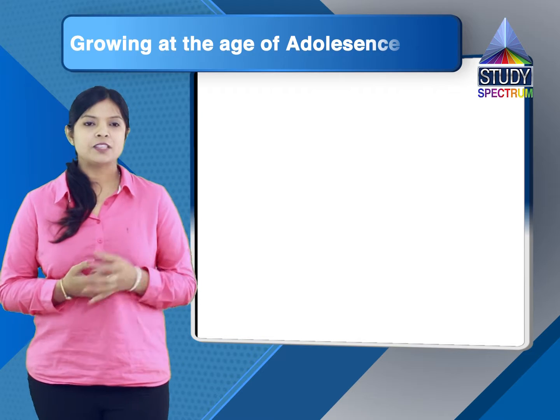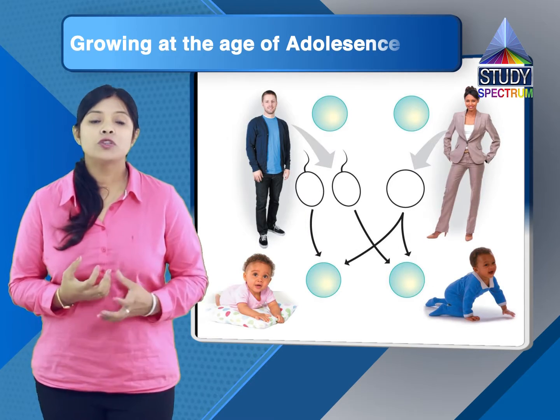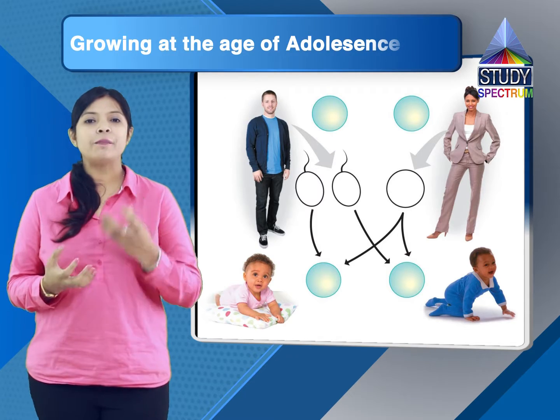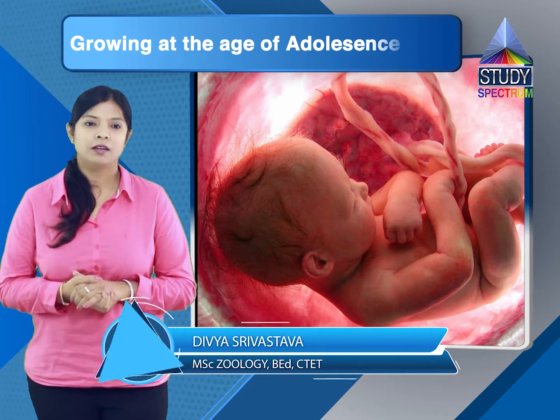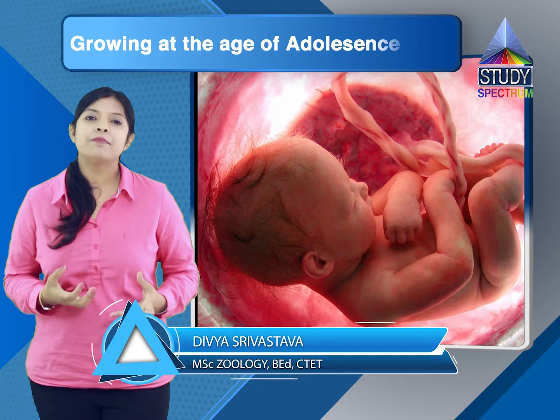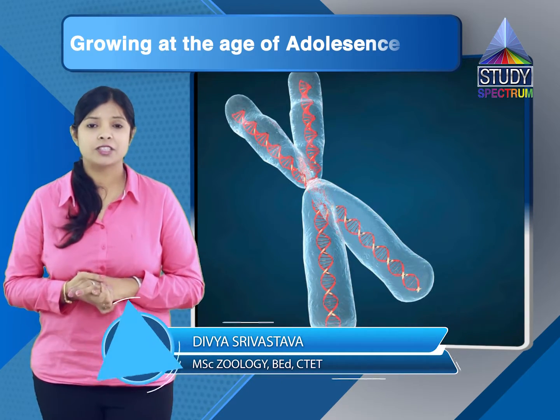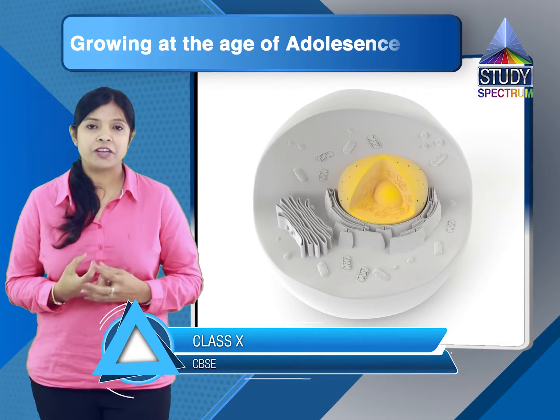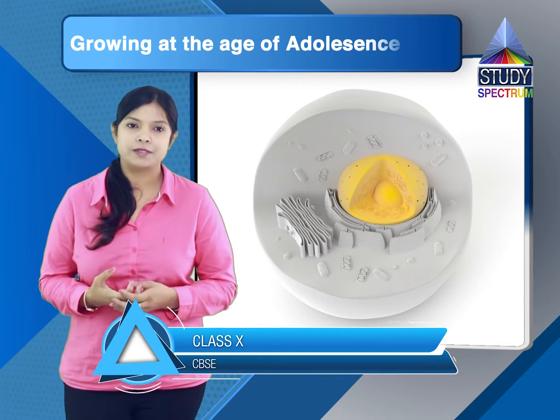So students, our next topic is how is the sex of the baby determined? Do you know what determines whether the baby developing inside the mother's womb is a boy or a girl? It is determined by the chromosomes. These are the thread-like structures found in the nucleus, and these thread-like structures carry information in the form of genes.